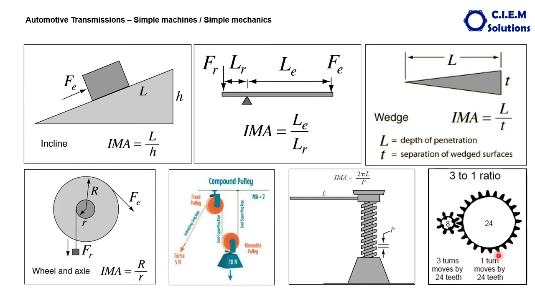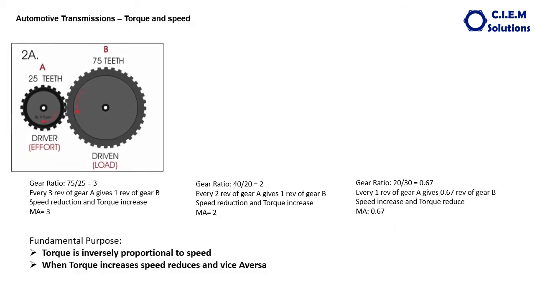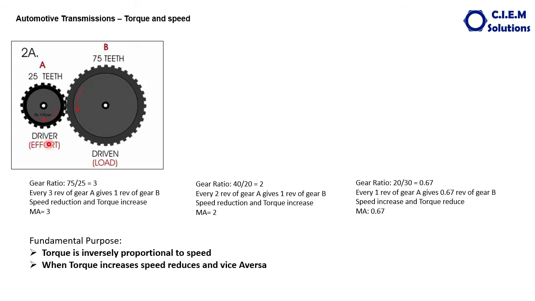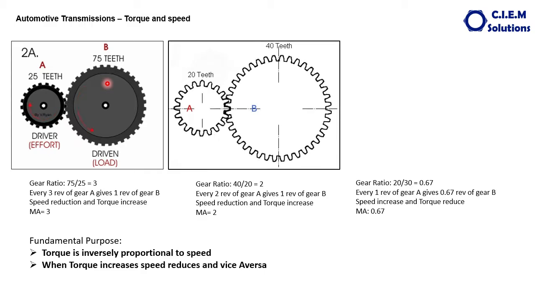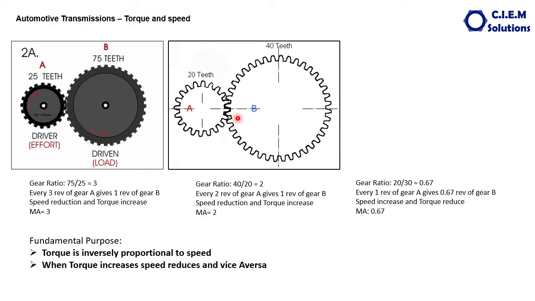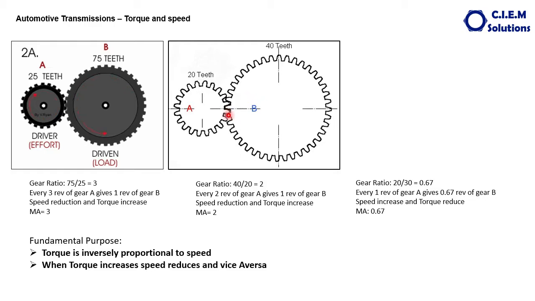So here the mechanical advantage is 24, that is the number of teeth in the driven gear divided by the number of teeth in the drive gear. 24 divided by 8. The mechanical advantage is 3. See some more gears here. This is the driver gear, this is the driven gear. 75 by 25 is equal to 3. The mechanical advantage here also, the torque is more because the input speed is much higher than the output speed. Same way 40 divided by 20, the mechanical advantage is 2. Here also the torque is more, slightly lesser than the first figure.